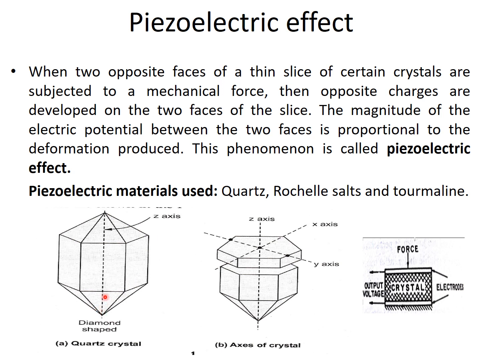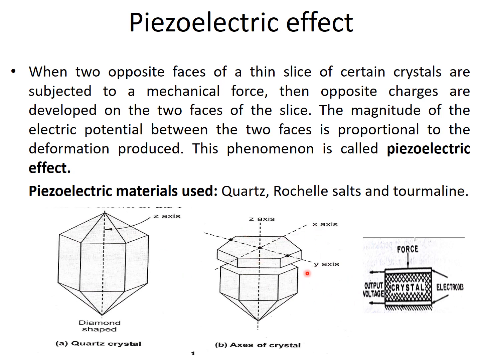Now we are seeing this Z axis here. In a hexagonal prism shaped crystal, the axis passing through the end points of the pyramids, you can see the end points of the pyramids, is called the Z axis, or otherwise the optical axis. And you can see two more axes: one is the X axis, another one is the Y axis.